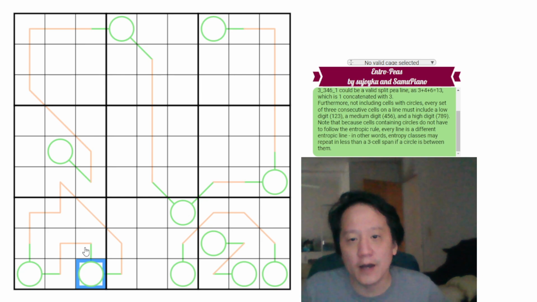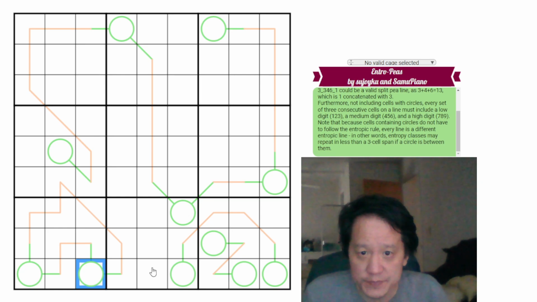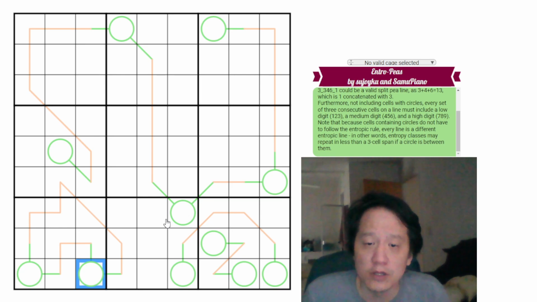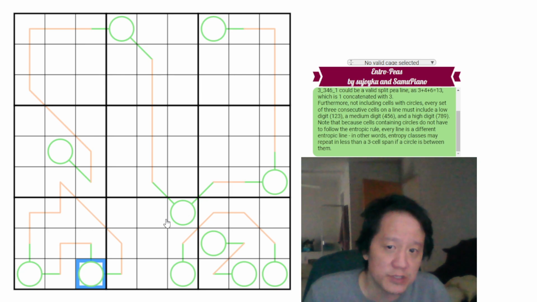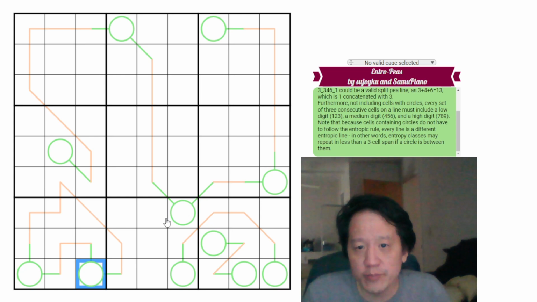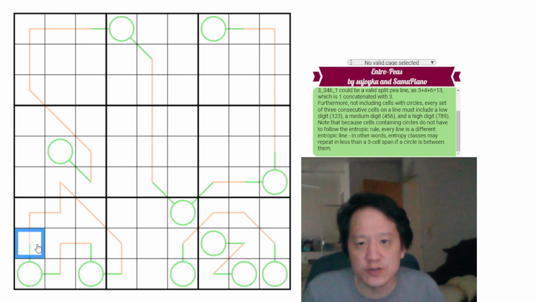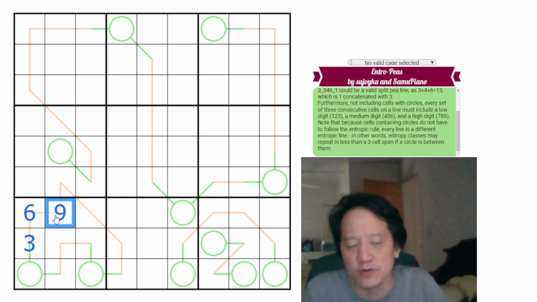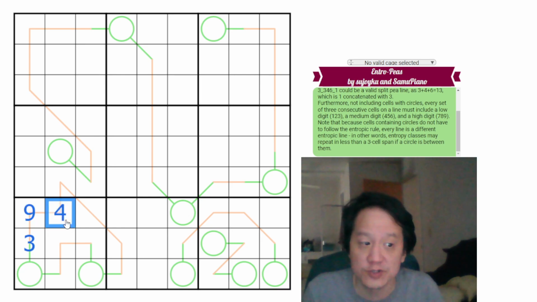Furthermore, not including cells with circles, every set of 3 consecutive cells on a line must include a low digit, a medium digit, and a high digit. Okay, that's the entropy set. So if this was, say, a 3 and this was a 6, this would have to be a 7, 8, or a 9, essentially. It doesn't have to be in that order, though. So it could be, for example, 3, 9, and then 4, or 5, or 6.